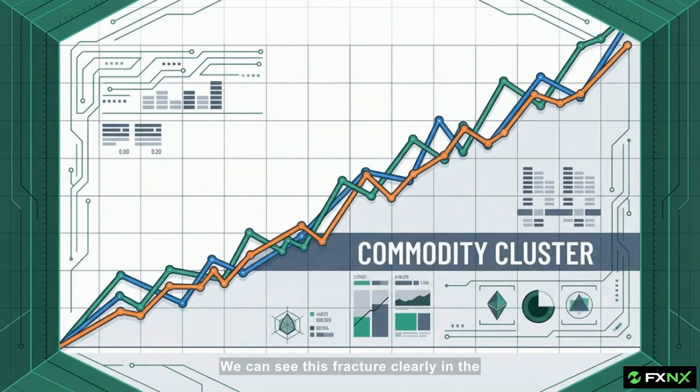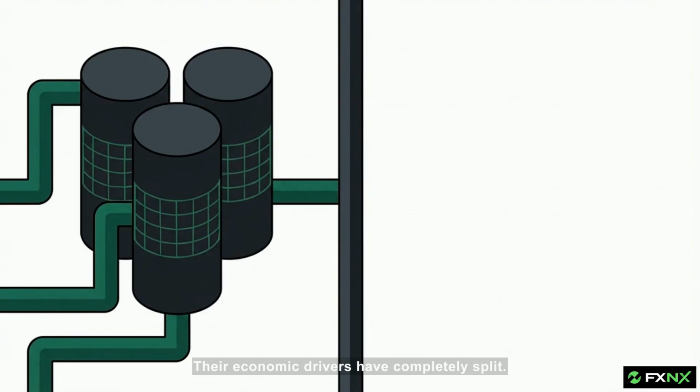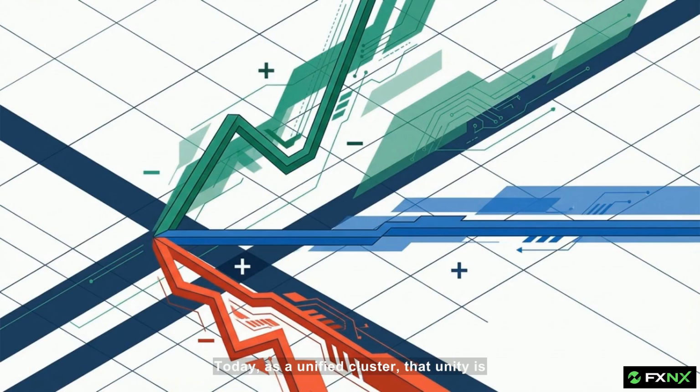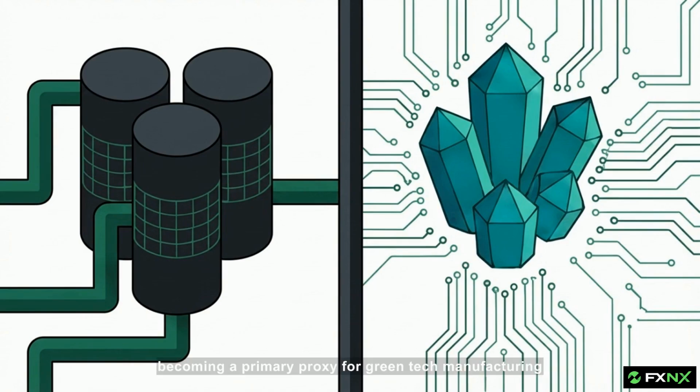We can see this fracture clearly in the commodity markets. For decades, the Canadian, Australian, and New Zealand dollars moved together. Today, as a unified cluster, that unity is completely gone. Their economic drivers have completely split. The Canadian dollar remains heavily tethered to fossil fuels and LNG exports. Meanwhile, the Australian dollar has pivoted, becoming a primary proxy for green tech manufacturing metals like lithium and copper.